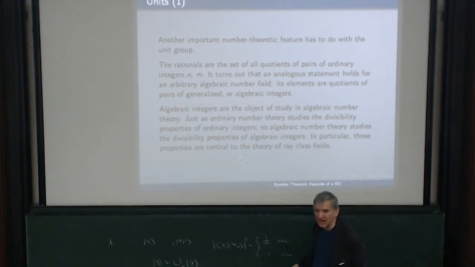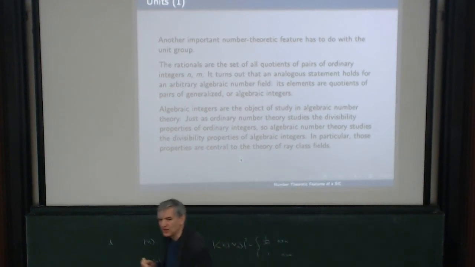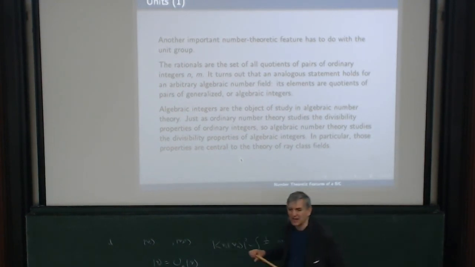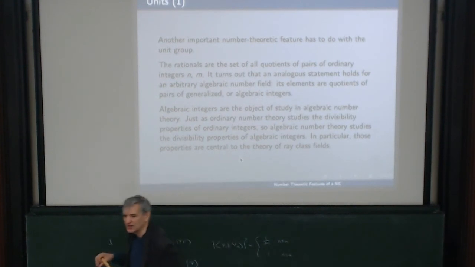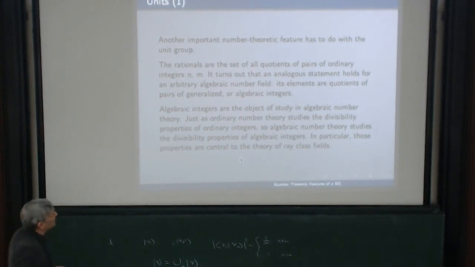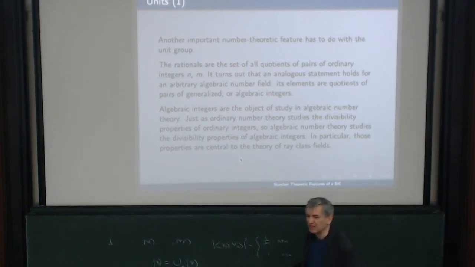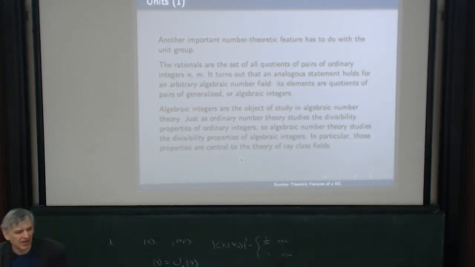So the point is, if you take the rational numbers, you can give any rational number as a ratio of two ordinary integers. You can do this for an arbitrary algebraic number field. You can define a set of algebraic integers, which play the same role for that number field that the ordinary integers play for the rational numbers. And in fact, algebraic number theory is so called because it's actually the algebraic integers that it's all about. So ordinary number theory is about the properties of ordinary integers. Algebraic number theory is about the properties of algebraic integers.